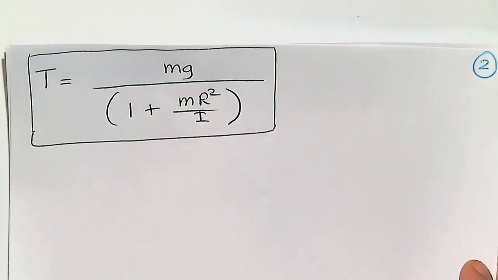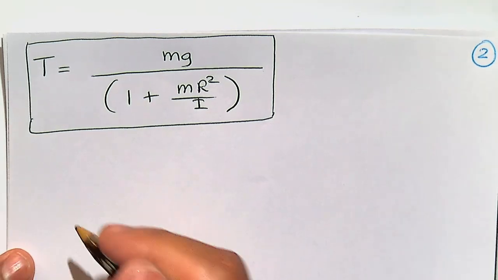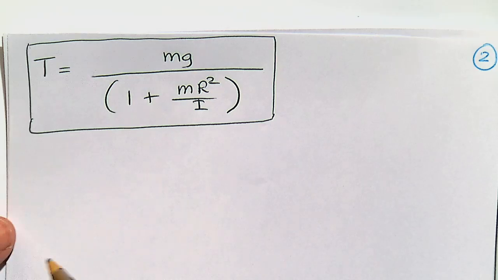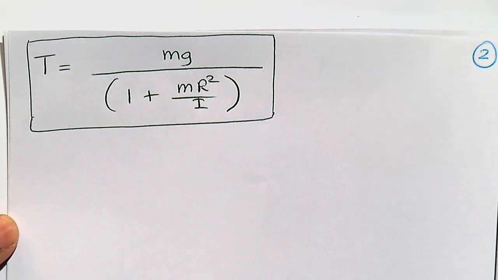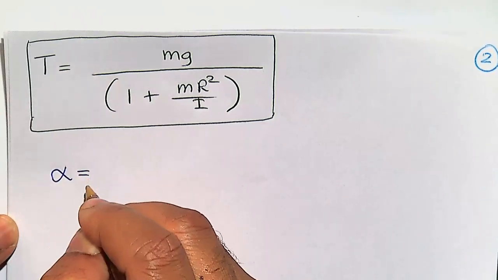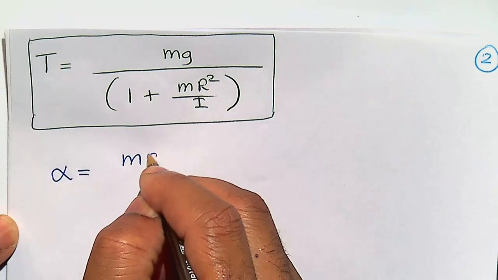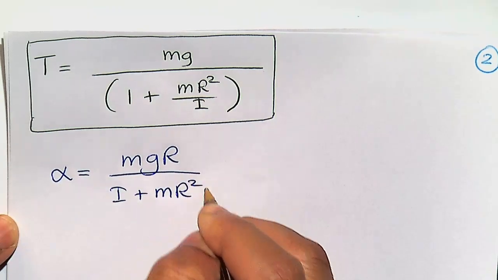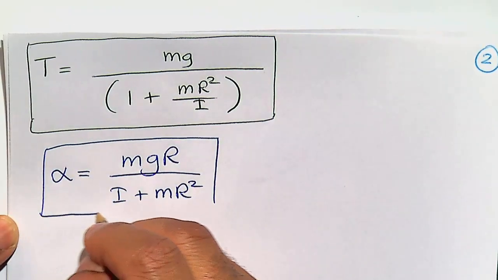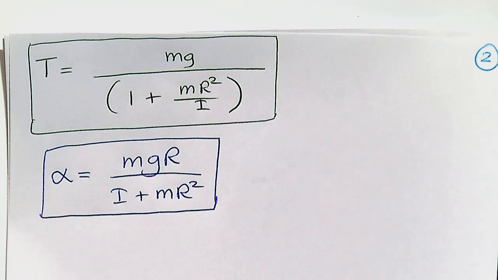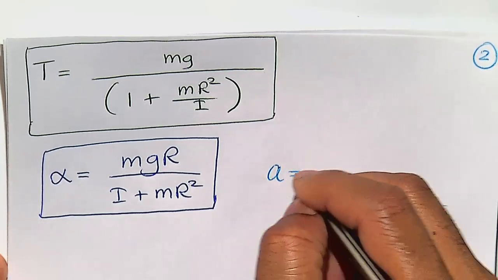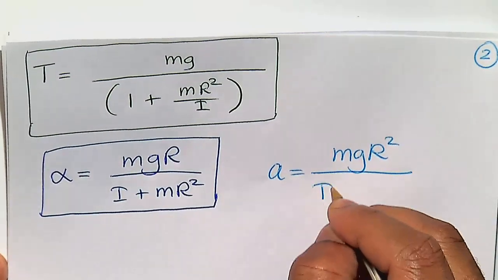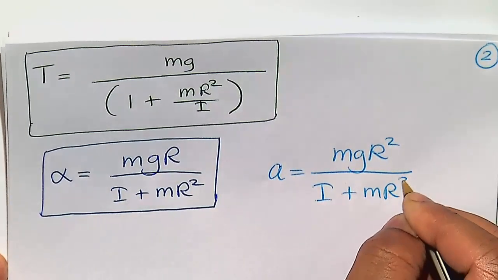Notice we're doing all of this in variable form, right? So no numbers, which is good. We're going more and more in the direction of being abstract, which is important, particularly for physics 2. So alpha is going to be mg times r divided by the moment of inertia plus mr squared. Okay, one more, we need a, which is equal to mg r squared divided by I plus mr squared.